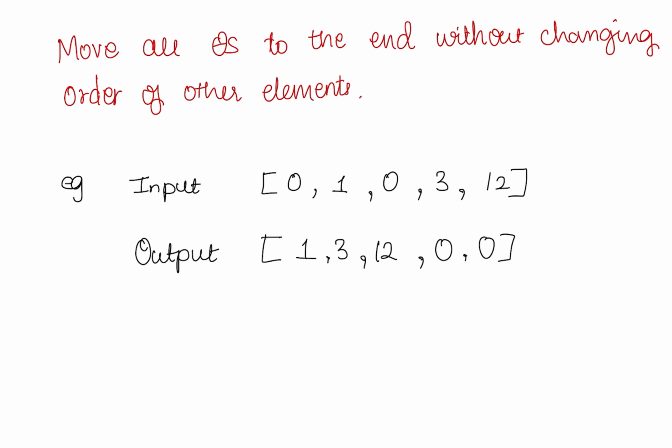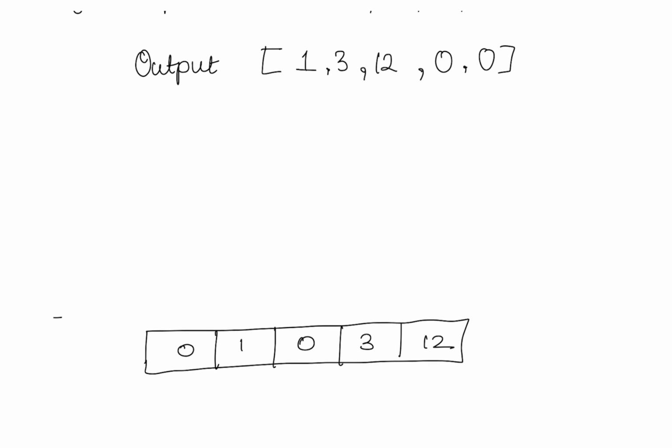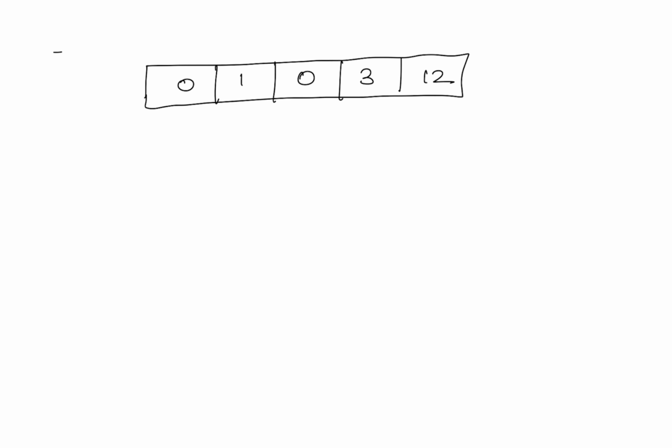Move all zeros to the end without changing the order of other elements. Example, my input is 0, 1, 0, 3, 12. So all the zeros will move to the end and my output will be 1, 3, 12, 0, 0. And the order of elements like 1, 3, 12 stays the same as in the original array. Let's see how we can do it.